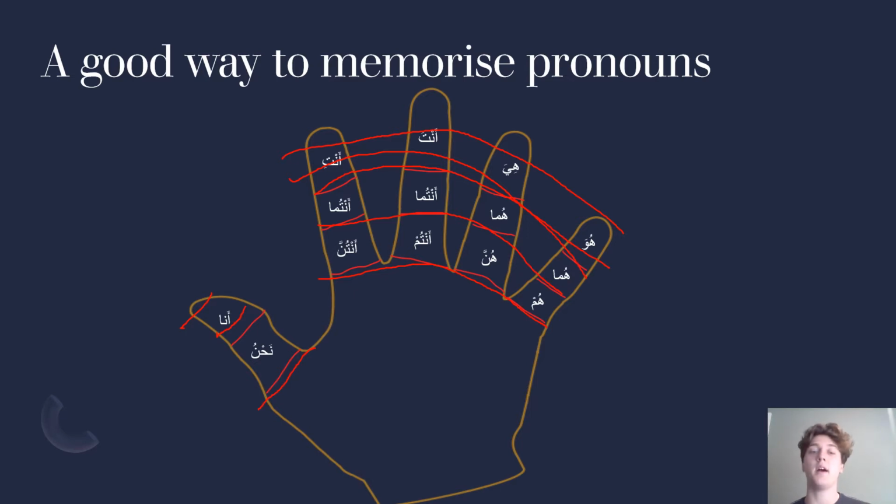There's only ana and nahnu, and then each finger represents a person and a gender. Second person masculine, third person feminine here, and so on. So it's really useful, and I'll just reiterate that: huwa, huma, hum, hiya, huma, hunna, anta, antuma, antum, anti, antuma, antuna, ana, nahnu. And I will be using this inside left hand to conjugate verbs in the future as well, because it's a very easy way to get it stuck in your head.